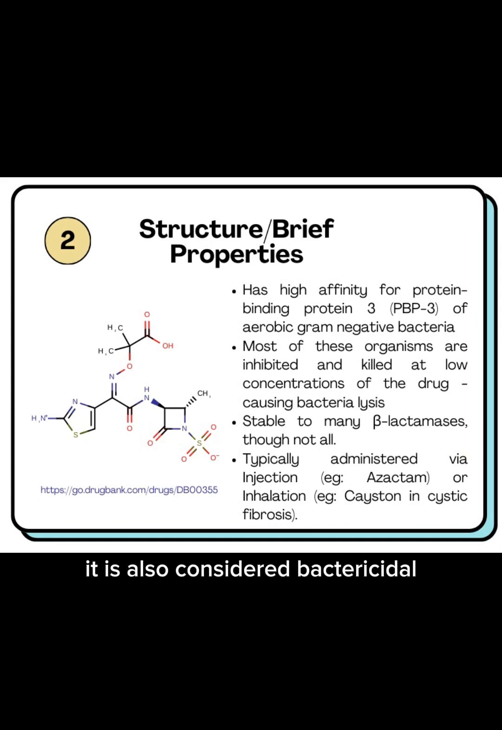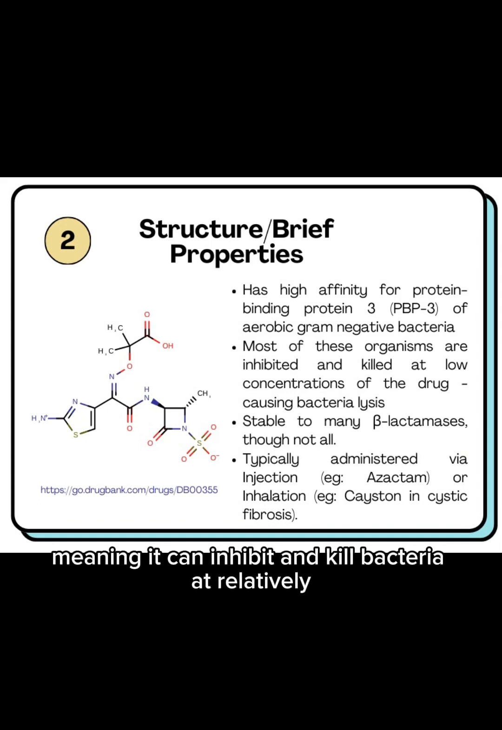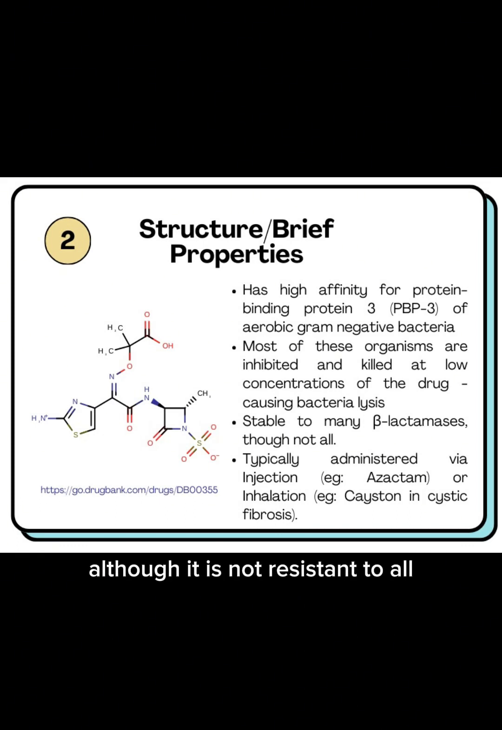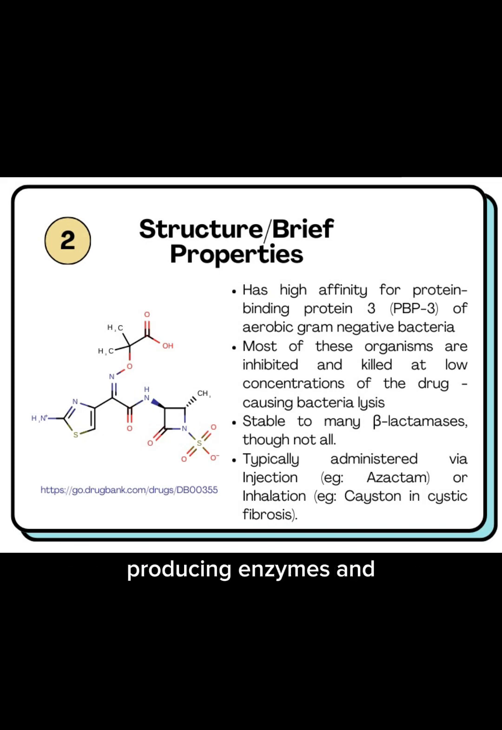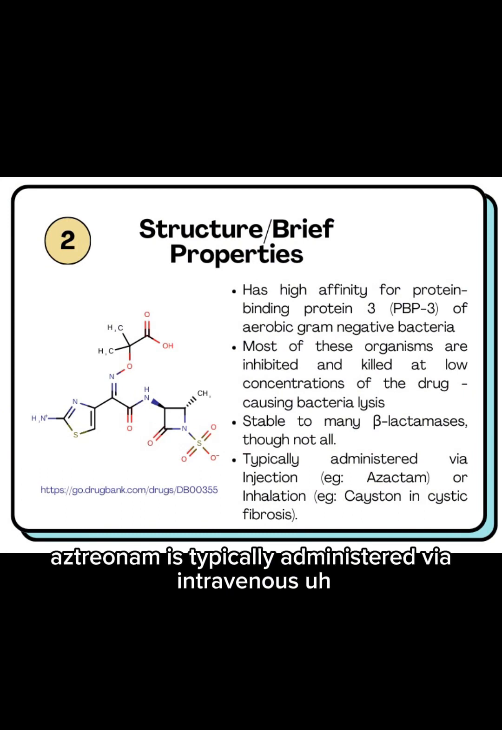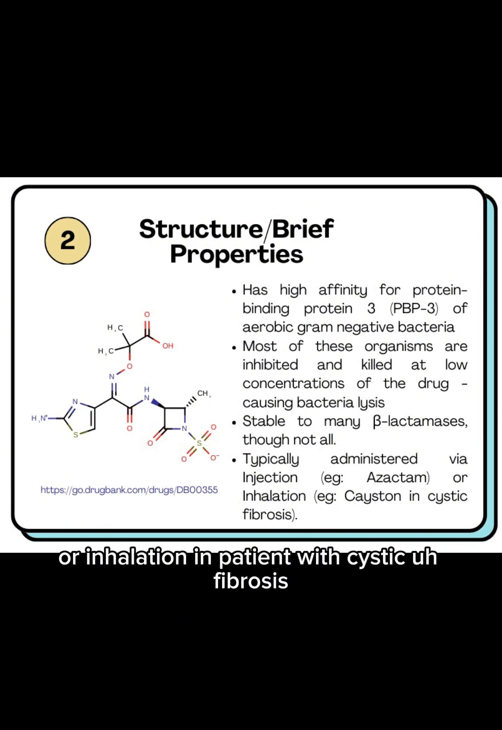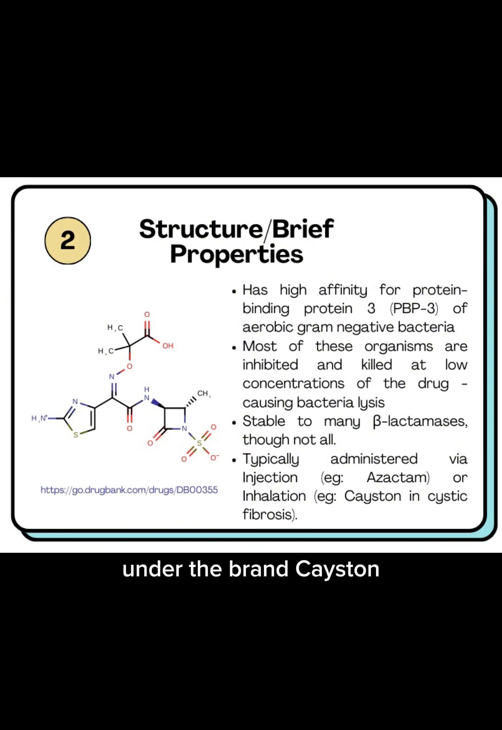It is also considered bactericidal, meaning it can inhibit and kill bacteria at relatively low concentrations. Another important property is its stability against many beta-lactamases, although it is not resistant to all, including some extended-spectrum and carbapenemase-producing enzymes. Aztreonam is typically administered via intravenous injection, known under the brand name Azactam, or by inhalation in patients with cystic fibrosis under the brand Cayston.